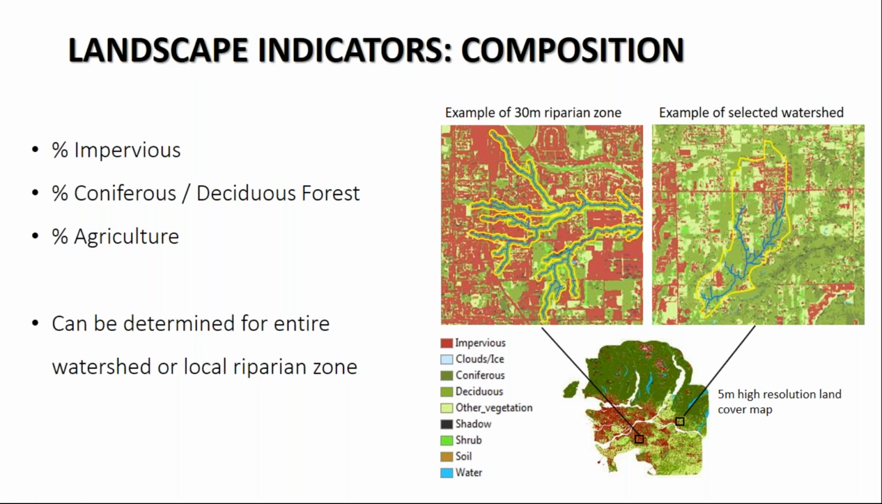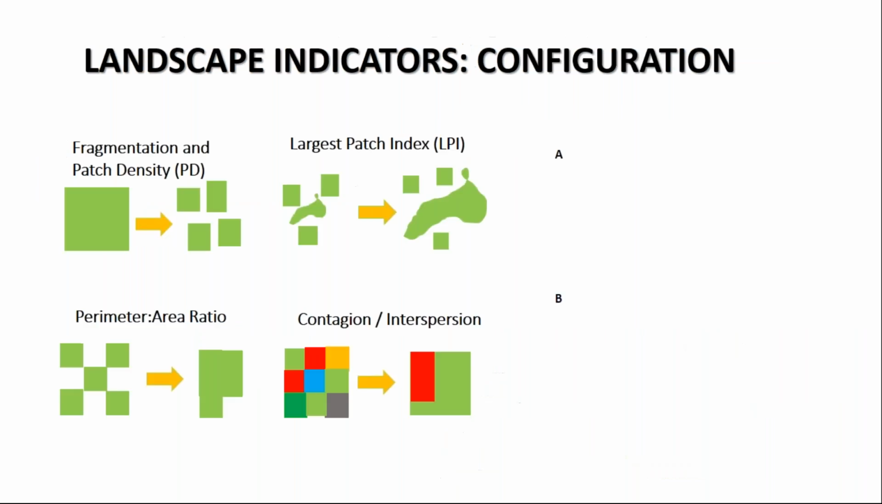You might use percent impervious surface at the watershed and compare it to percent impervious surface in the riparian zone and see which makes a better prediction, which one has a stronger correlation with a water quality or an in-stream characteristic that you're interested in. That's what's commonly done, and there's a few decades of work using these percent cover indicators. And then what's a little bit newer is incorporating configuration.